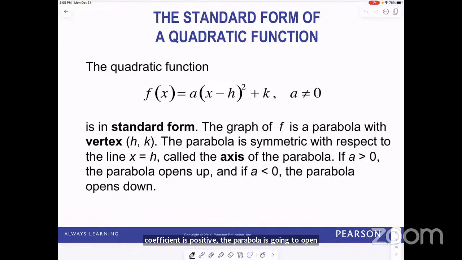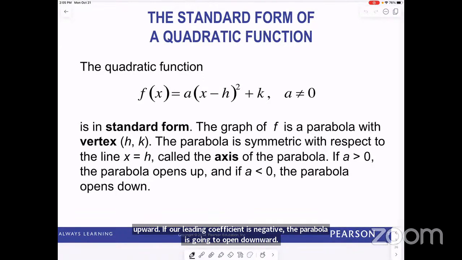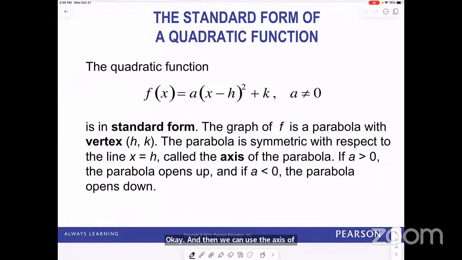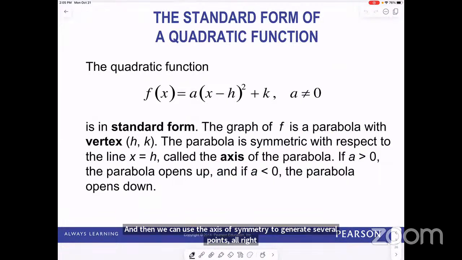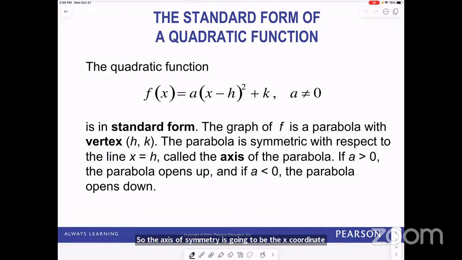Okay, and then we can use the axis of symmetry to generate several points. The axis of symmetry is going to be the x coordinate of the vertex. Whenever we get a point on the right-hand side of the axis of symmetry, we automatically get a point on the left. So you find a few points on one side. Again, each point is 2 for 1 with the exception of the vertex. So once you have the vertex, axis of symmetry, and a few additional points, that's more than enough to graph a parabola. Okay.